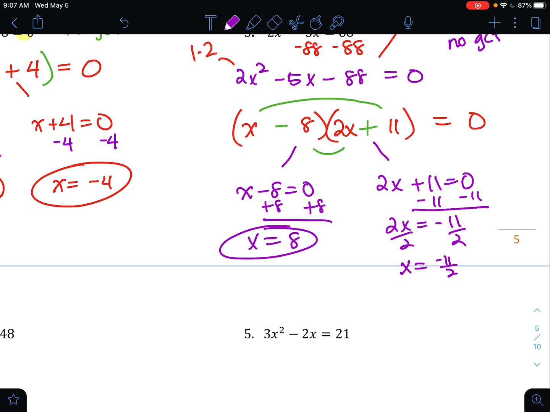Now I can leave it as negative 11 over 2, but that is exactly negative 5.5. So you can write it as a decimal if you want, since you didn't round it. I'll just circle both.